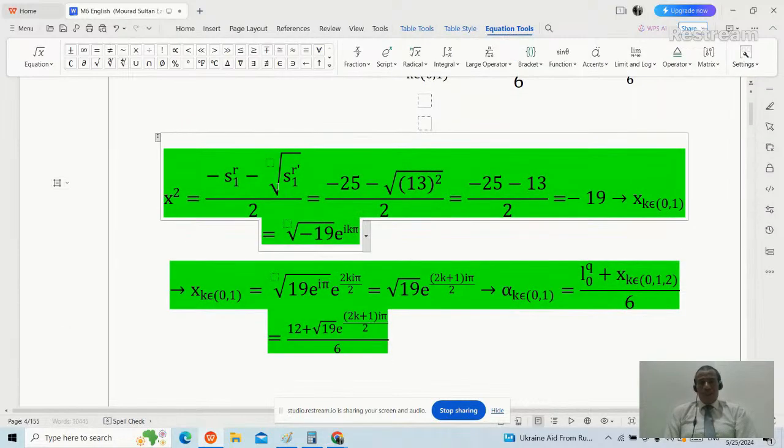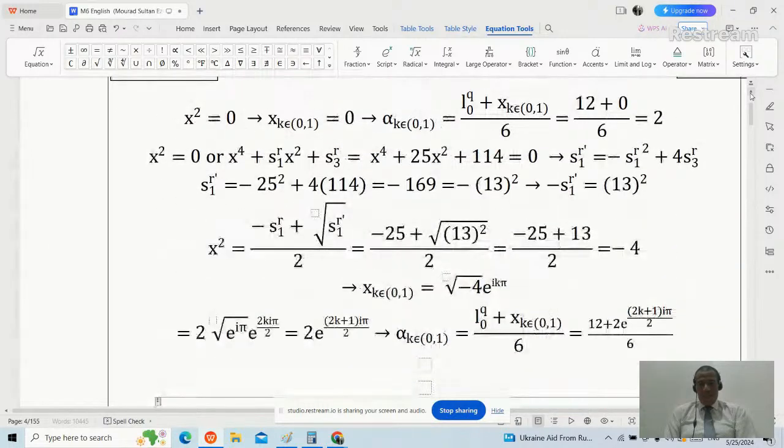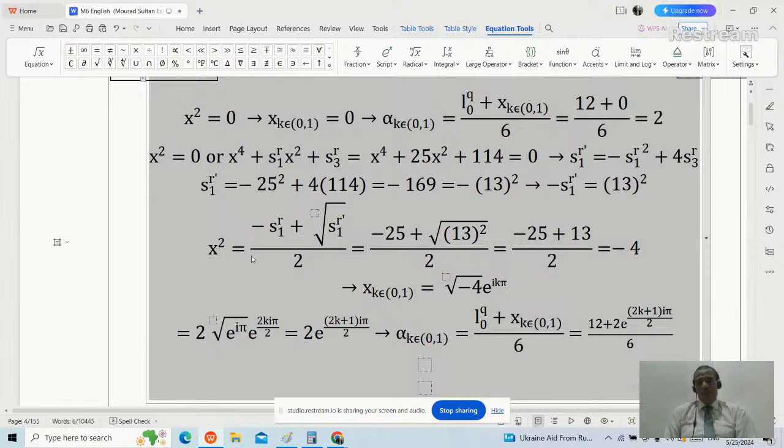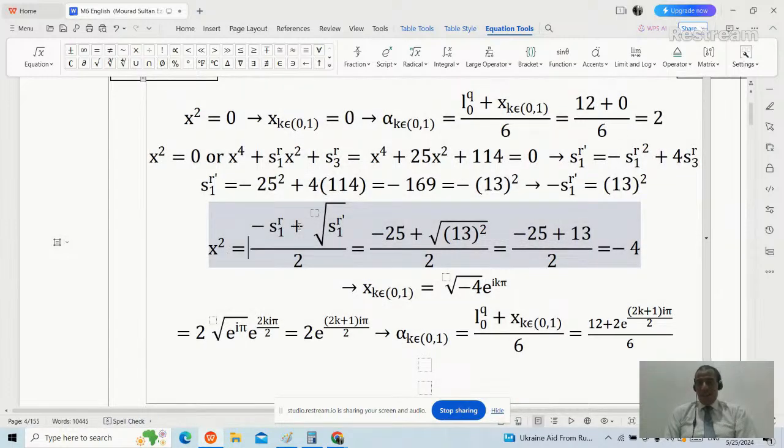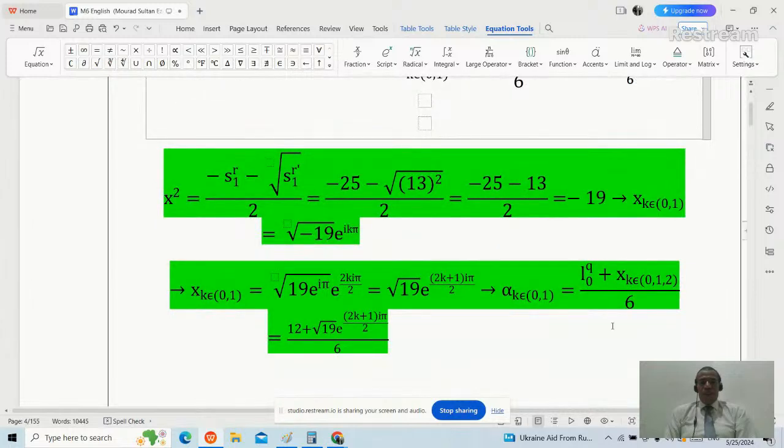You see this one, the last one; before we made minus plus. This one minus s1 over r plus, okay, because we have 2 roots: x raised to the power 4, and here x raised to the power 2. Let u equal x squared, and you are going to do it like that. Therefore, x squared is minus s1 over r minus the root of s1 r dash, divided by 2.